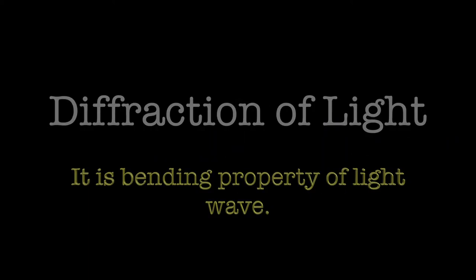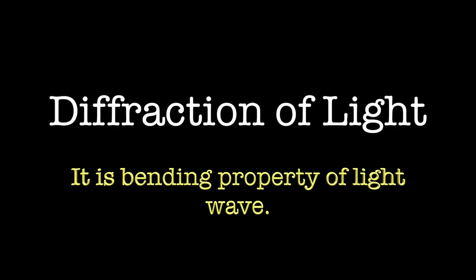Now let us look at another property of waves. We call it diffraction of light. Diffraction means the bending property of waves. It is very clear for us that sound waves can bend. However, it is very difficult for us to observe the bending of light. As I said in my previous lesson, light can actually bend.